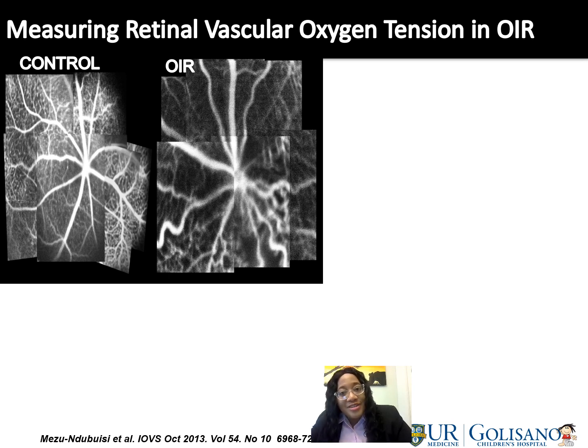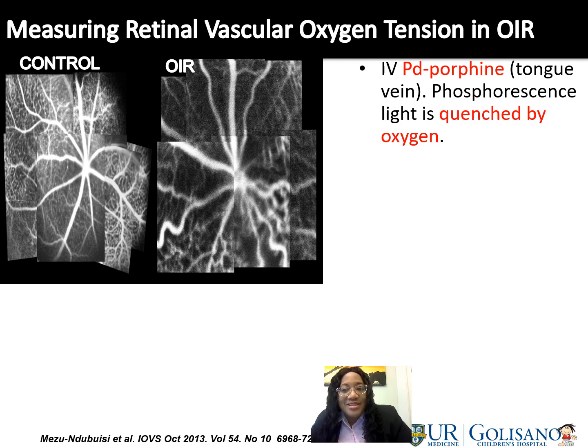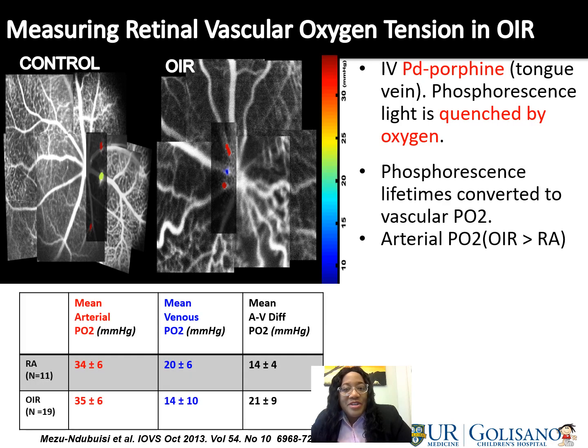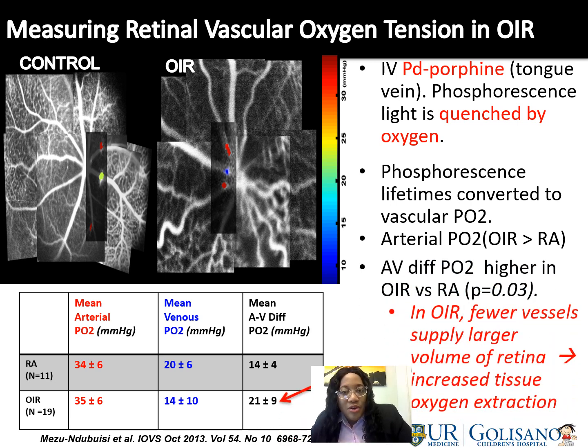To measure oxygen tension, a molecular probe, Pd-porphyrin, was injected by tongue vein, and this emits phosphorescence light, which is quenched by oxygen. The phosphorescence lifetimes were calculated and converted into vascular PO2s presented as a color map. The vessel with the highest oxygen content was taken to be the artery in red, and the vessels with the lowest oxygen content were taken to be the veins in blue. AV difference PO2 was higher in OIR mice than room air mice, as now fewer vessels supplied a larger retinal area, leading to increased oxygen extraction from the underlying hypoxic retina.